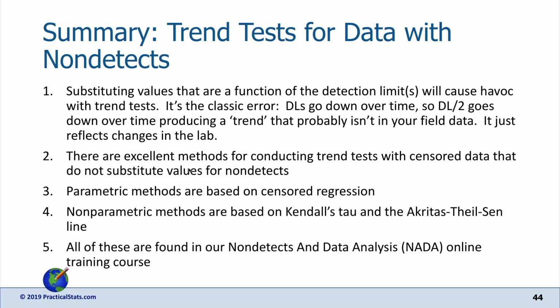Non-parametric methods are based on Kendall's tau and that ATS line, the extension of the Thiel-Sen line to censored data by Michael Akritis and students, I believe. So those are all available and they are found in our course. That's where the scripts are anyway. All the methods are done with code that's in R itself. You'd be using things like the survival package in R and the NADA package in R.